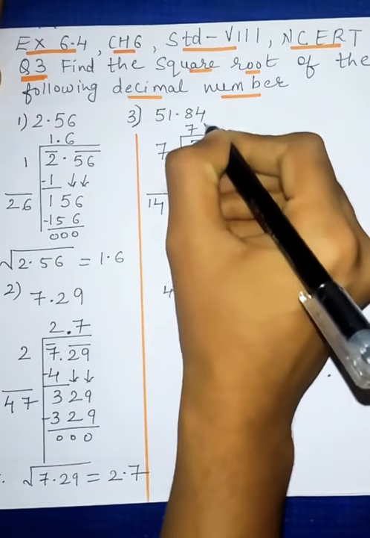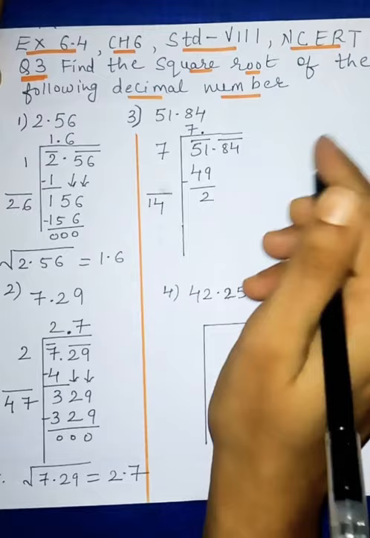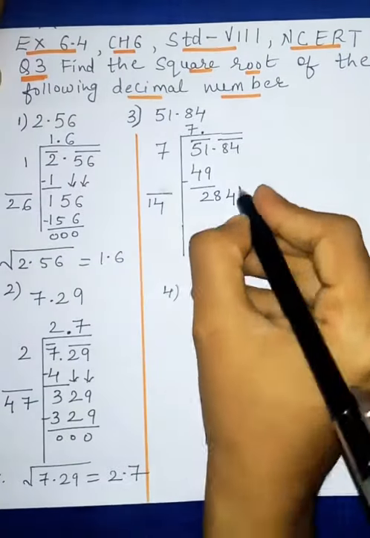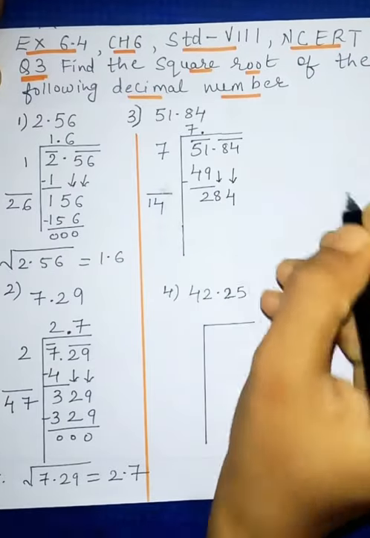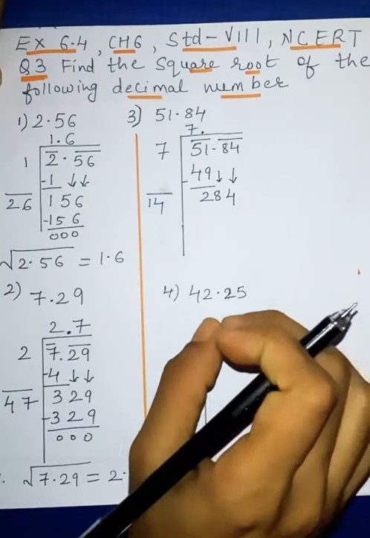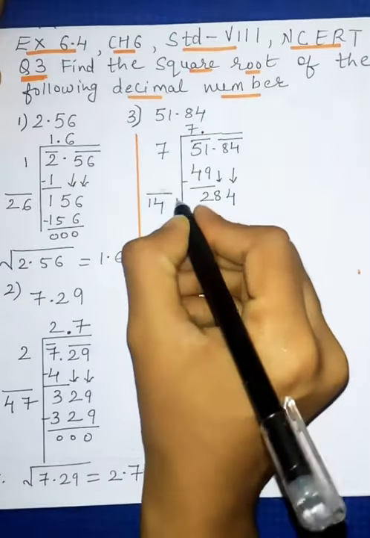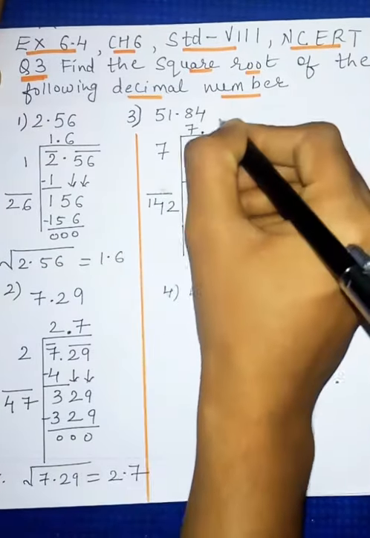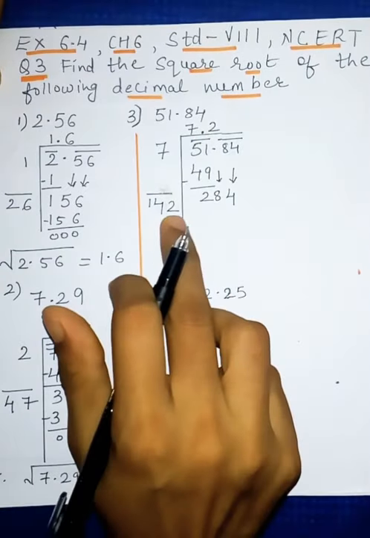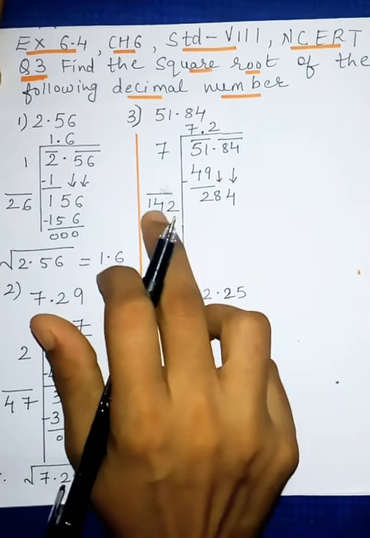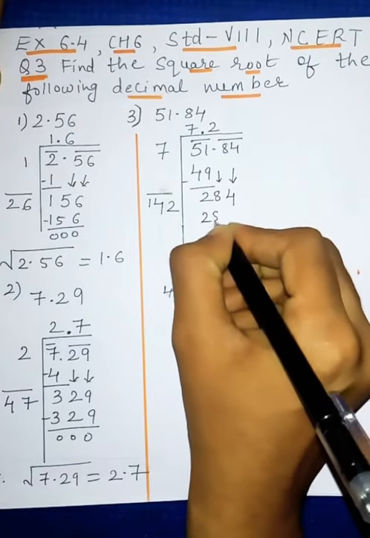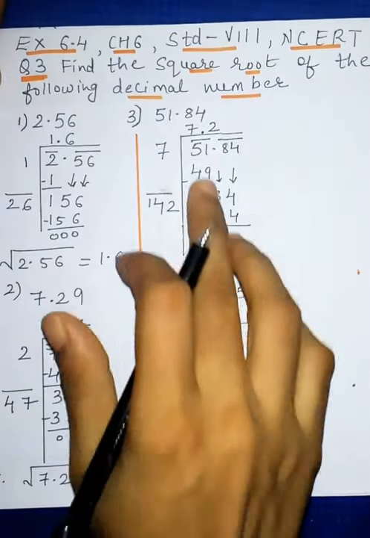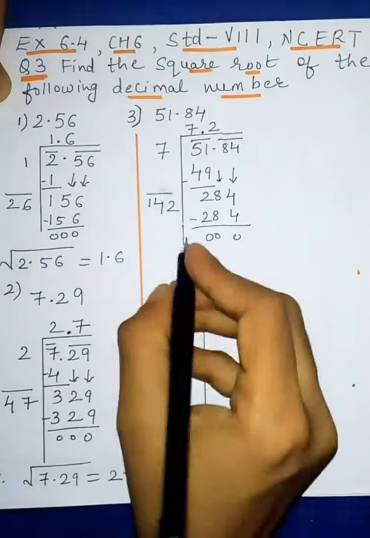Now this point is there, so we will keep the point here. And this 84, they are in a pair, so we will bring it down both together. So 8 also and 4 also. Now 284. So 14, how many? The last digit is 4, which means if you keep 2, 2 twos are 4, 2 fours are 8 and 2 ones are 2. Yes, with 2 you will get it. So 284, and when you subtract, 0, 0, 0. So 7.2 is the answer.